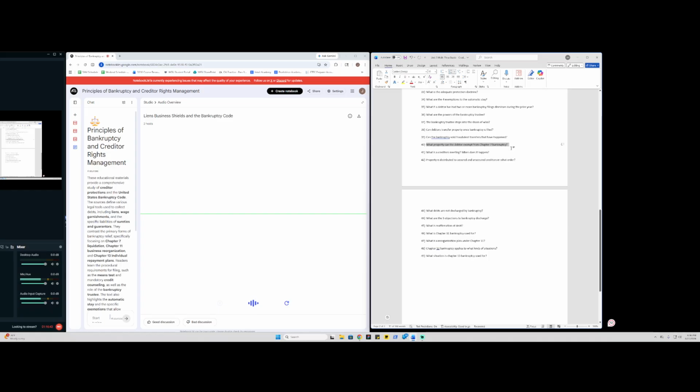So then, there's certain property that is exempt from Chapter 7 bankruptcy, for example, the tools of the trade, vehicles, home equity. But what other property is exempt from Chapter 7 bankruptcy?